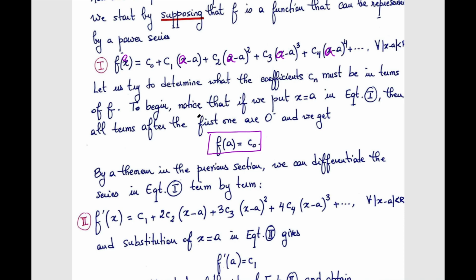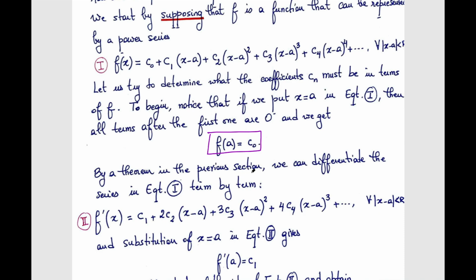Okay. Moving on. Let me erase all these a's here. Let's recall the main theorem of the previous section. Remember this theorem? It said a power series is infinitely differentiable in the interior of its interval of convergence, and you can differentiate it term by term, exactly as you would differentiate a polynomial.